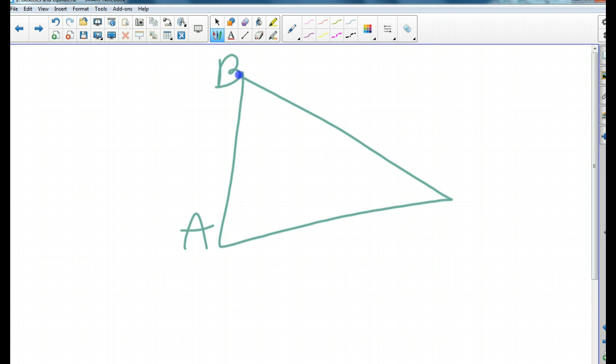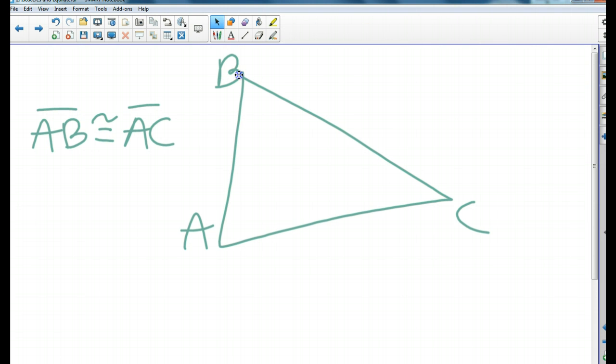A, B, C. AB is congruent to AC. Alea, come mark the angles that are congruent. Dimitri, can you go to the board? You don't want to try? You try.